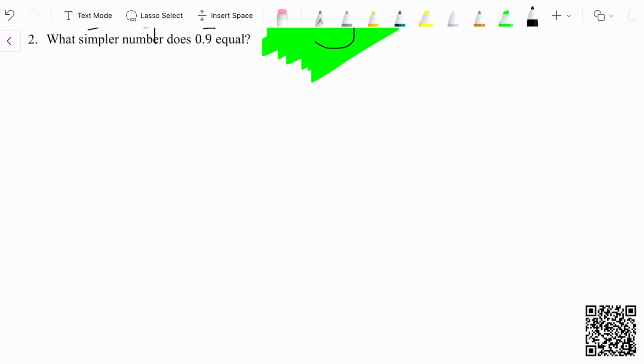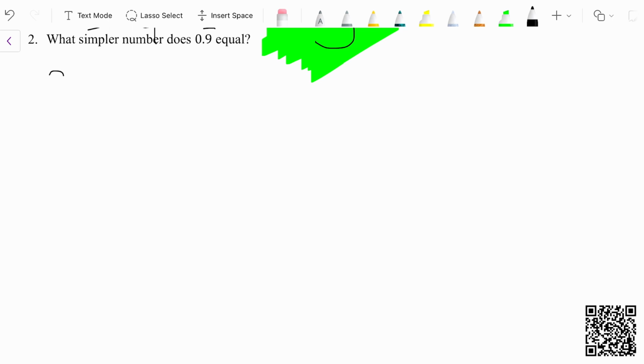What simpler number does 0.9 with the bar equal? When we're trying to solve this kind of thing, wouldn't it be great to just get rid of the bar and not have to calculate that? But legally, you can't just say, oh, I don't want to do the bar anymore. That doesn't work like that, unfortunately. But we can try to get rid of it with a number that is like 0.9 with the bar behind it as well. So then we can subtract.